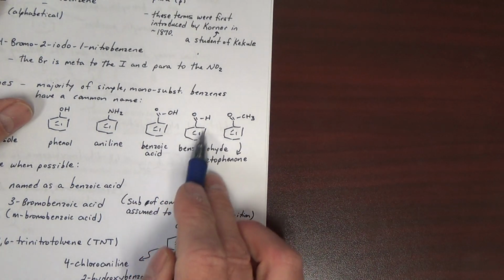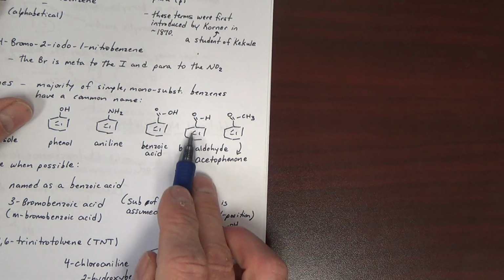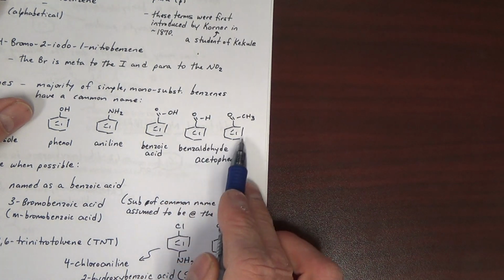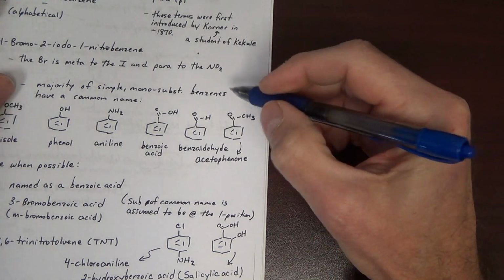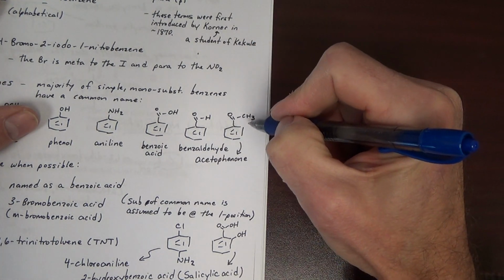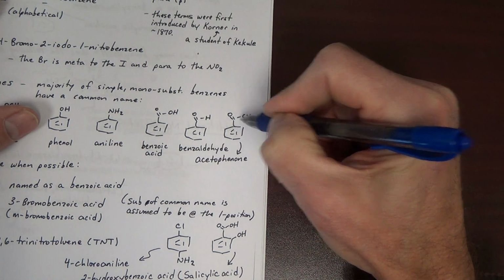Benzaldehyde's a liquid, but it's quite reactive. It's never going to be used as a solvent. Finally, we have acetophenone, also a liquid. Benzene ring with a methyl ketone.